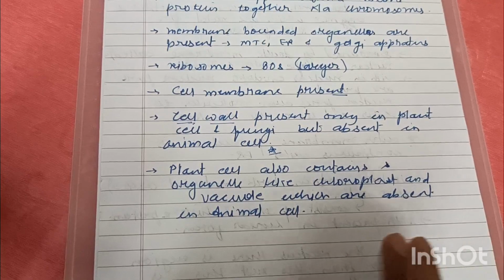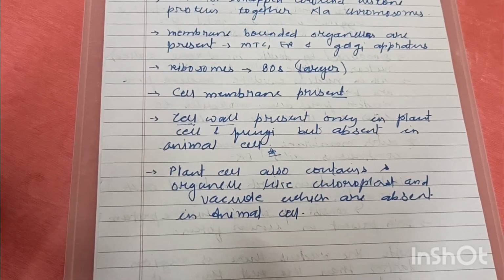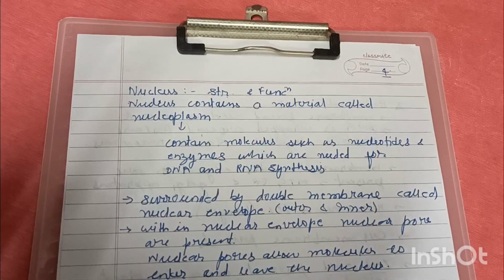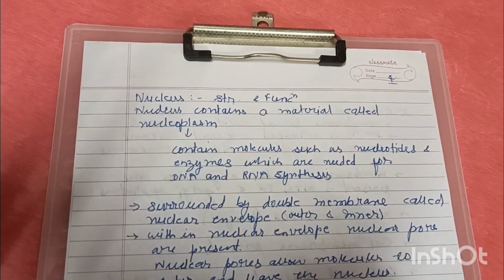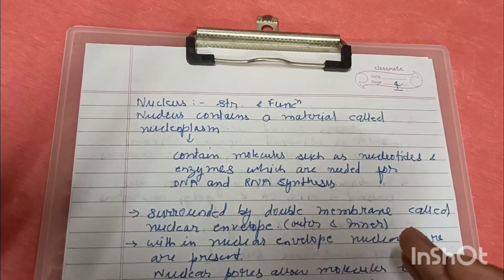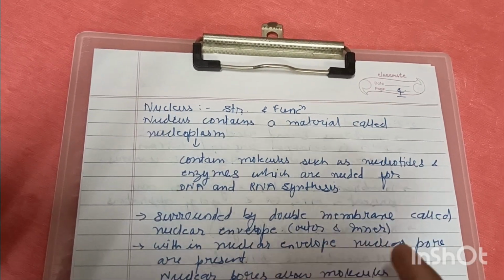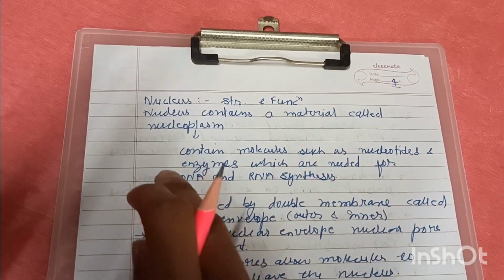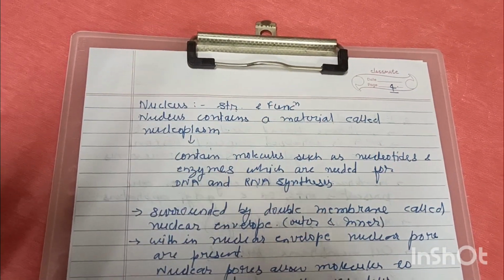So this is all about eukaryotic cells, and now let's study structure and function of nucleus. From now on we will study each organelle of eukaryotic cells separately. So first organelle which we are going to study is nucleus.